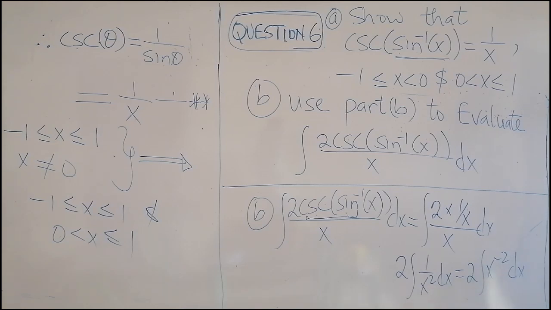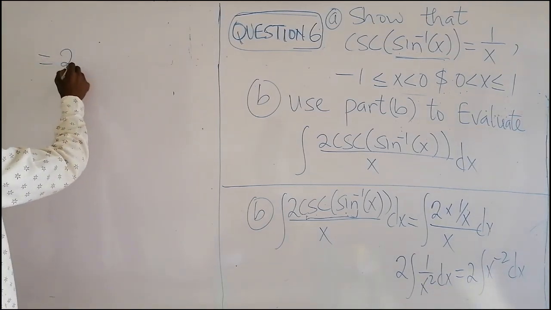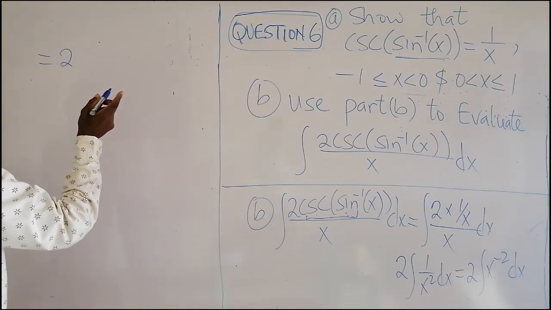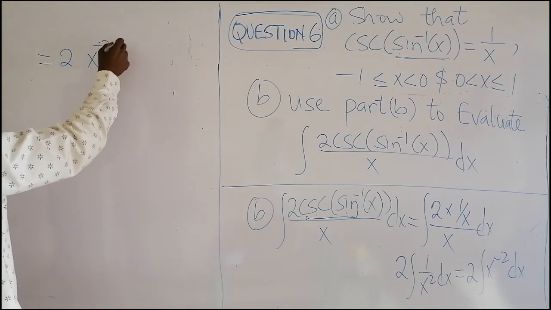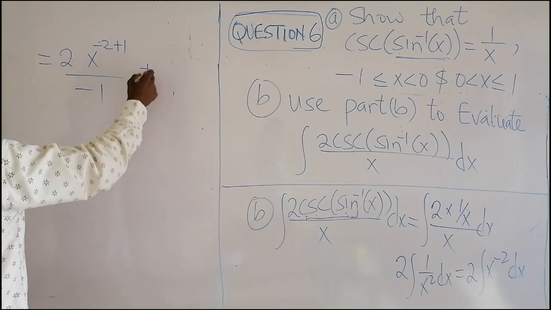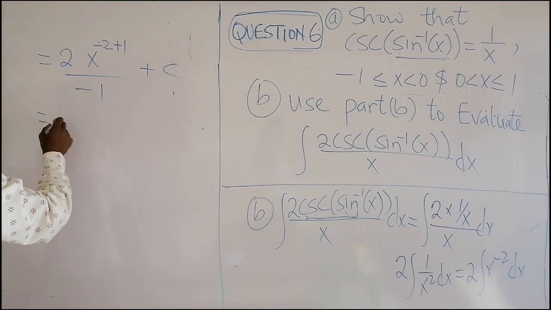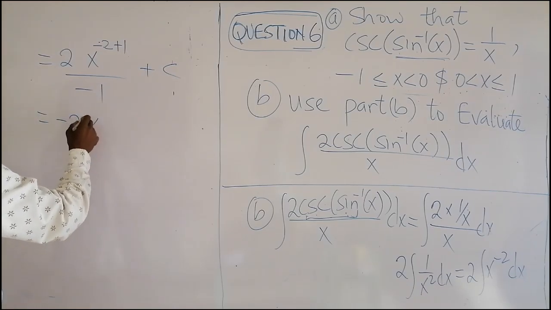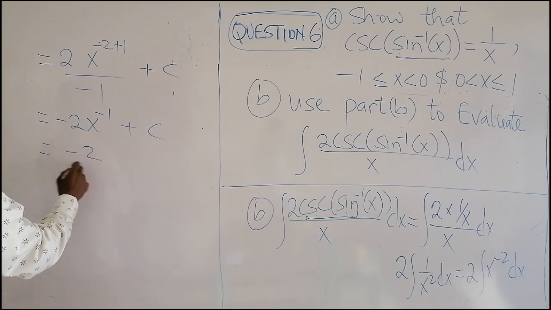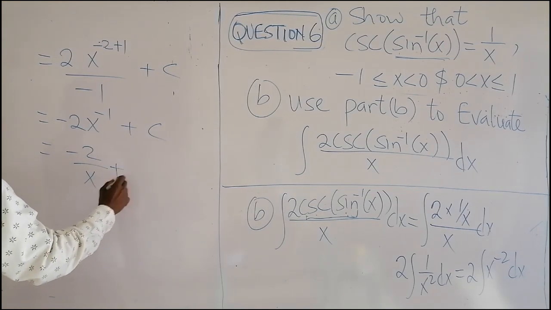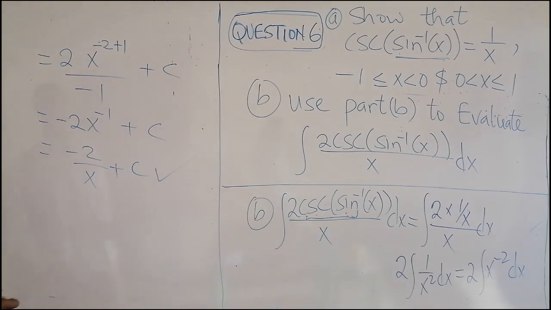So we have 2 times, if you integrate that, you're going to have x to the power minus 2, so the power plus 1 over minus 1, plus c. That's giving us minus 2 times x to the power minus 1 plus c. And that will be equal to minus 2 over x plus c. And that finished that solution.